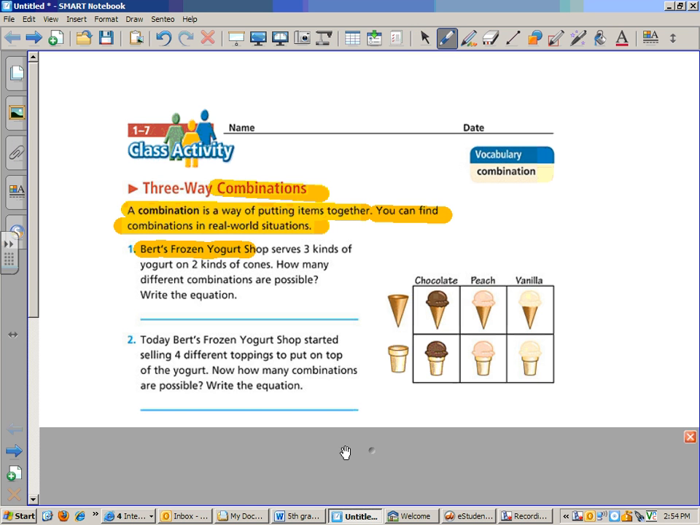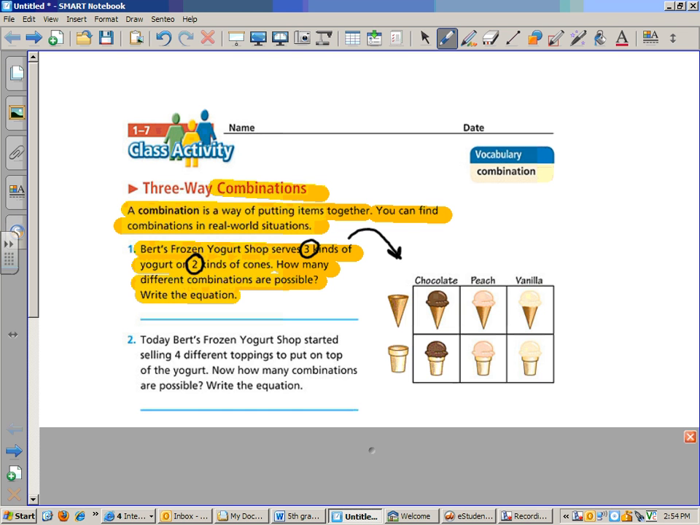Bert's frozen yogurt shop serves 3 kinds of yogurt on 2 kinds of cones. How many different combinations are possible? And then write the equation. All right, so we have 3 different kinds of yogurt and 2 kinds of cones. So right over here, we've drawn a diagram to help get a visualization.